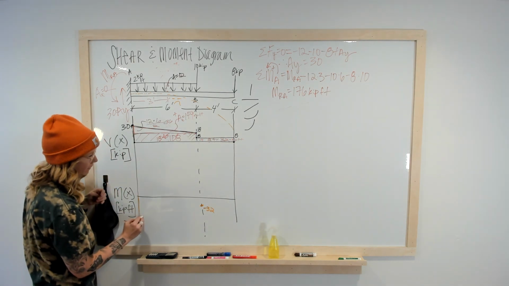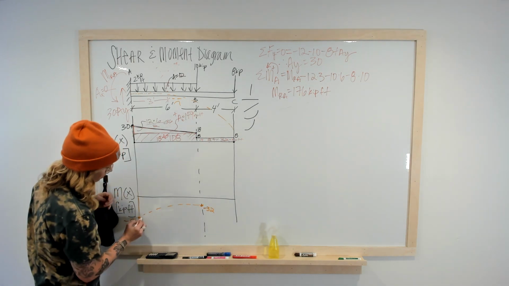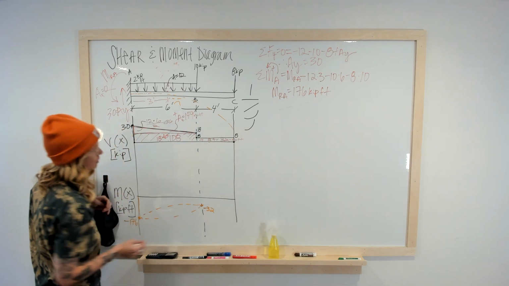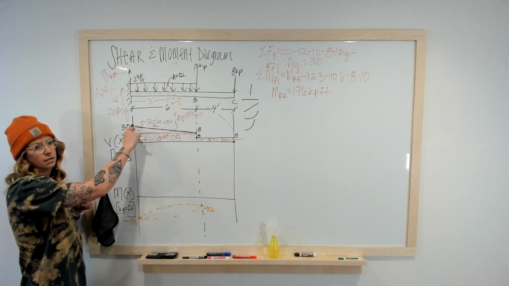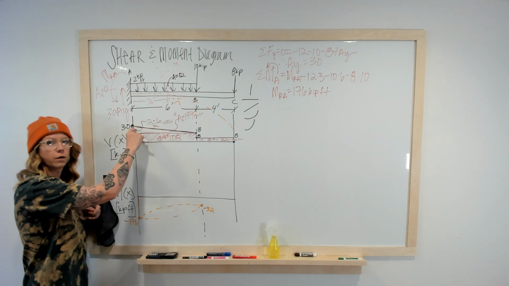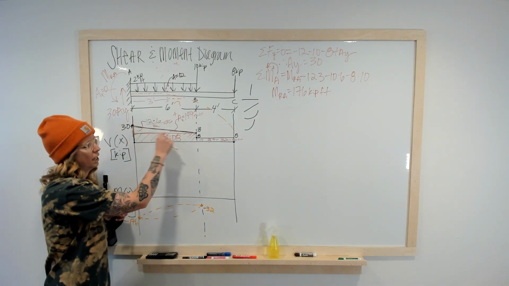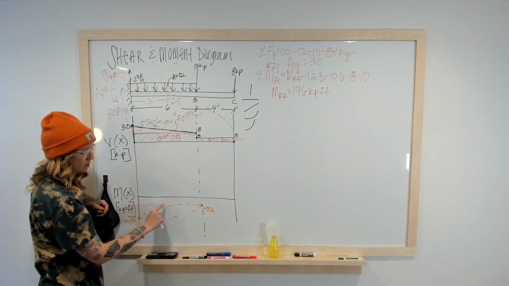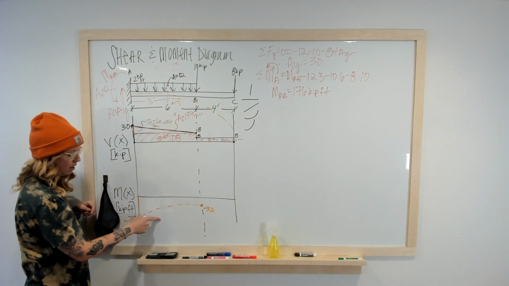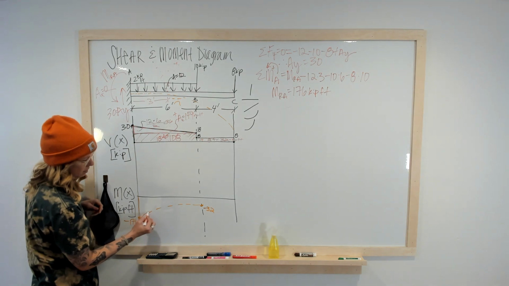How do we know if it's this or if it's this? And the answer is, this is going to be the steeper section because this is where it's larger. So you're getting more shear here at the beginning than you are over here. So this is our steeper line, so we're going to go with that one.